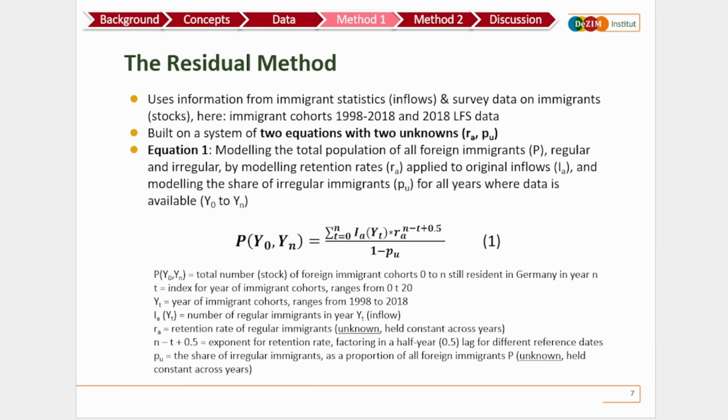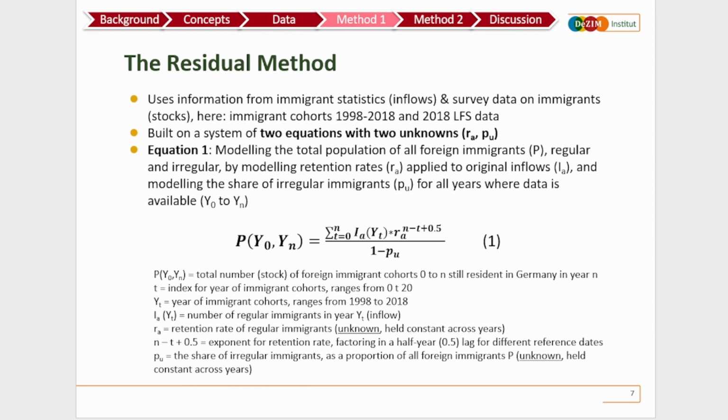So if in the end, for example, PU might be 5%, then 1 minus PU, of course, is 95%. And the two unknowns here are PU, exactly what we are interested to arrive at, the share of irregular immigrants, and the retention rate RA, that is also assumed to be unknown. And because we have two unknowns, we need two equations to be able to solve this.